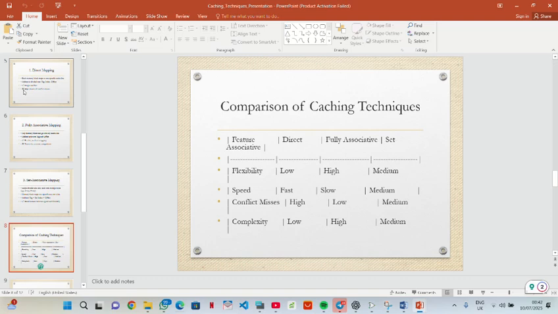Slide: comparison of caching techniques. Okay, so I'll just explain whatever this figure here means. Here's a comparison of the three techniques. Direct mapping is fast and simple but not flexible. Fully associative is the most flexible but also the slowest and most complex. Set associative sits in the middle and is commonly used in modern processors because of its good balance.